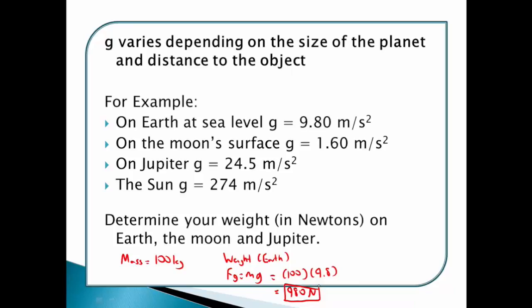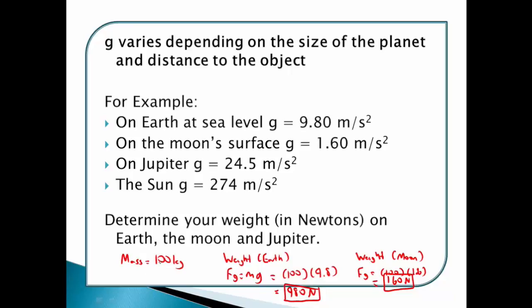Now, you want to lose some weight? Simple. Just move to the moon, because watch what happens if you're on the moon. You use the same equation, except this time, instead of 9.8, we're going to put in 1.6. And you end up with an answer of 160 newtons. So just like that, you feel substantially lighter. Where you are is going to matter greatly.